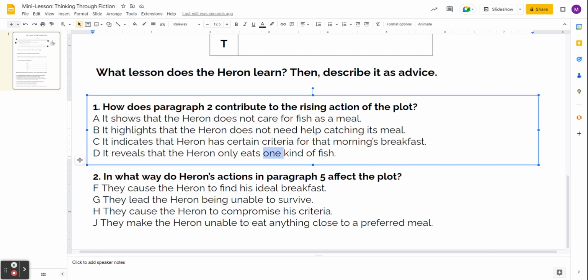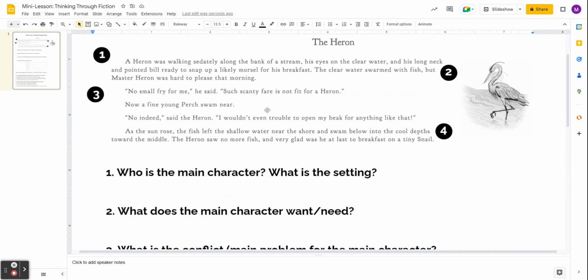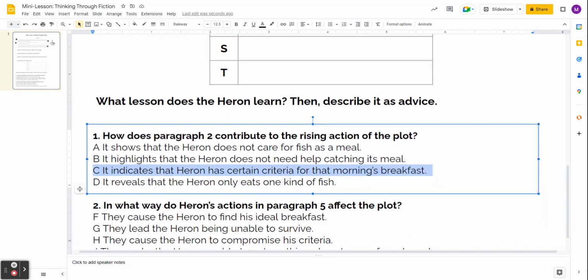Well, we don't have any evidence that he only eats one kind of fish. We know that he doesn't want certain kinds of fish. So our answer is going to be C, because after the conflict, he says, "No small fry for me." The small fry is part of his criteria. The fish wasn't the right size, which means he wasn't going to eat it.